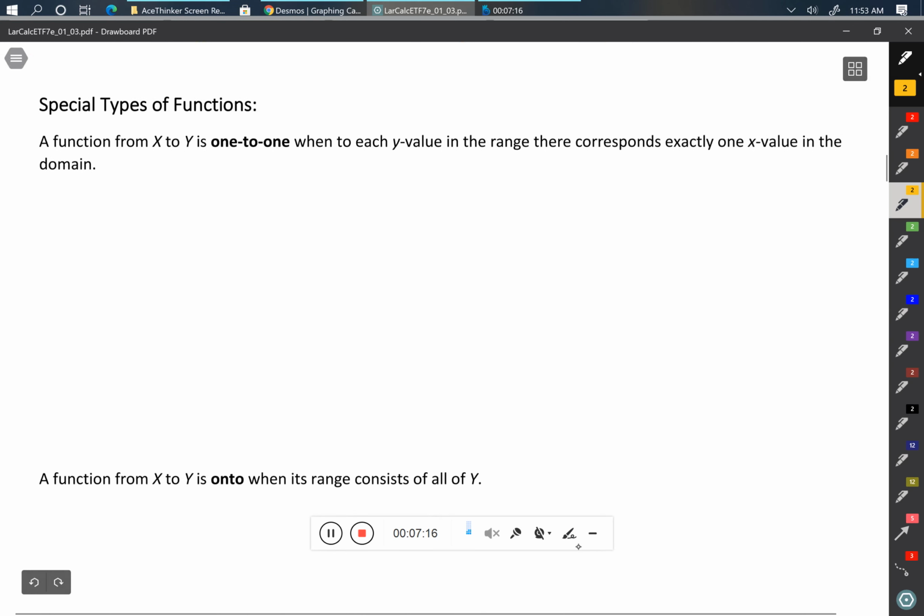Okay, special types of functions. A function from x to y is said to be one-to-one. That's the special type of function. A one-to-one function is when each y value in the range corresponds to exactly one x value in the domain. So what does this mean? Well, let me give you an example.